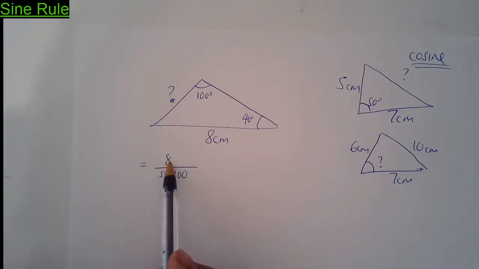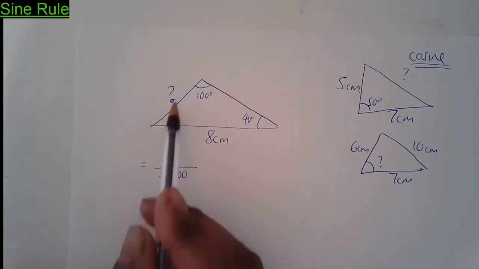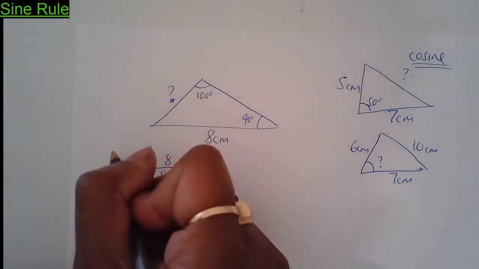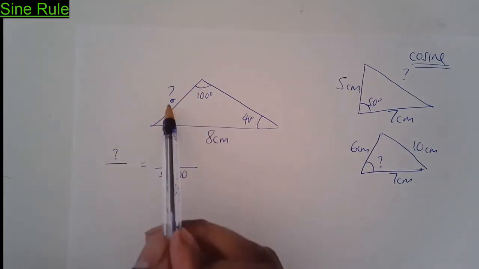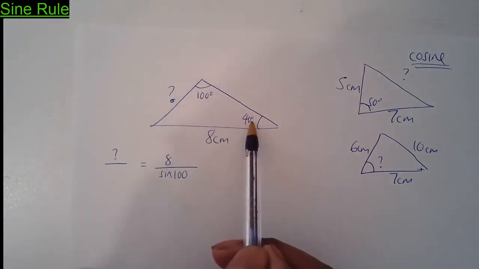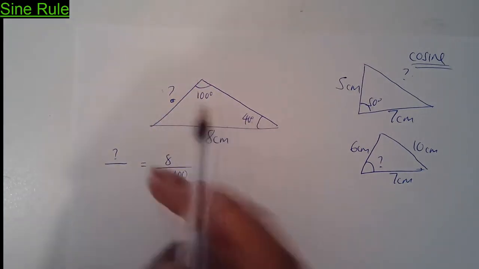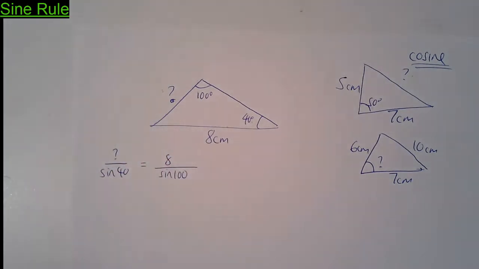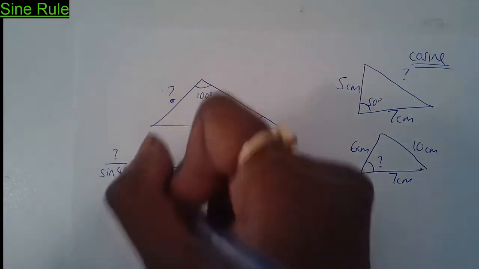Remember, we've got the side on the top, on the numerator. And that question mark represents a side, so that will go on the numerator as well. That side is opposite this angle, so we'll pair them up. All we're going to do now is solve this.